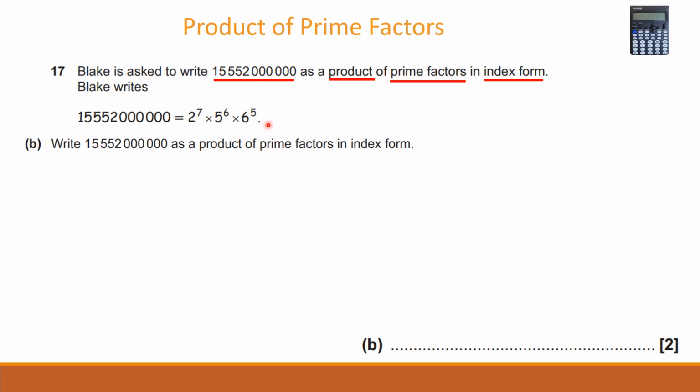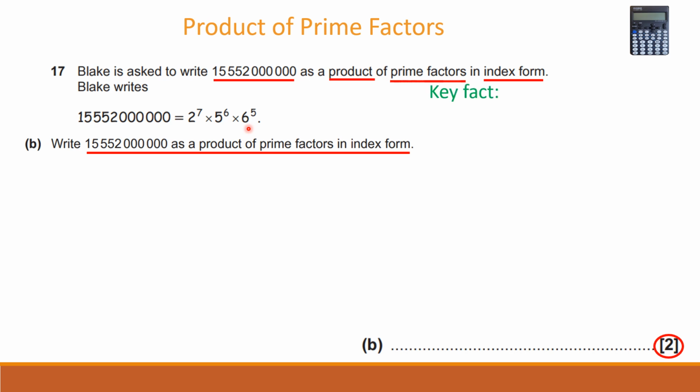Now in part A, you can see my previous video to see what was wrong with the question: this 6 here is not written as a prime number. So part B says we have to write this number as a product of prime factors in index form. So we've basically got to convert this 6 to the power of 5 to be in terms of a prime number. This is worth 2 marks in the exam.